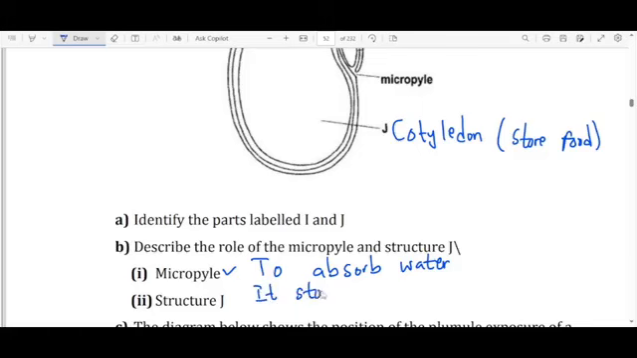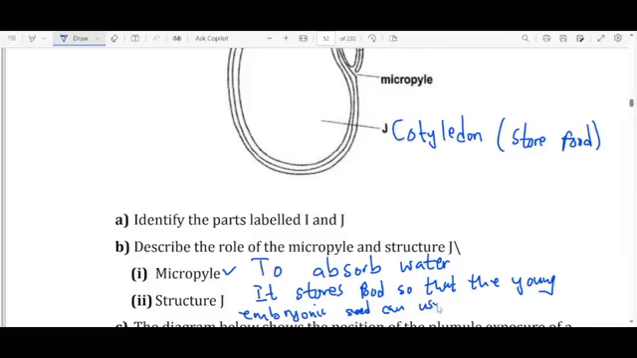food so that the young embryonic seed can use it during germination. Okay, so these are your answers.